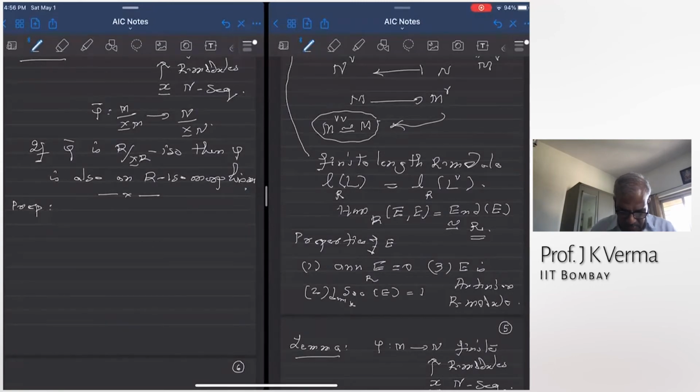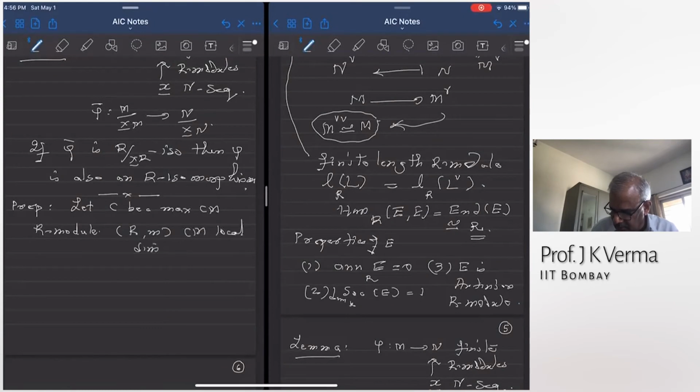Okay, so suppose, let C be a maximal Cohen-Macaulay R-module. So I have fixed my ring. R, m is Cohen-Macaulay, local, the dimension of R is d. This is a standing hypothesis. And take a maximal Cohen-Macaulay module. Remember, a canonical module has to be a maximal Cohen-Macaulay module.